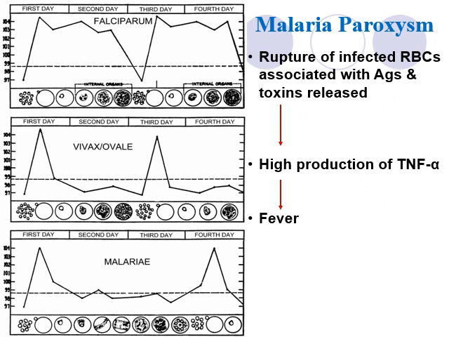Rupture of infected RBCs is associated with antigen and toxin release. This leads to production of high tumor necrosis factor alpha, which is pyrogenic. This leads to fever. So the cause of the fever is production of tumor necrosis factor alpha.